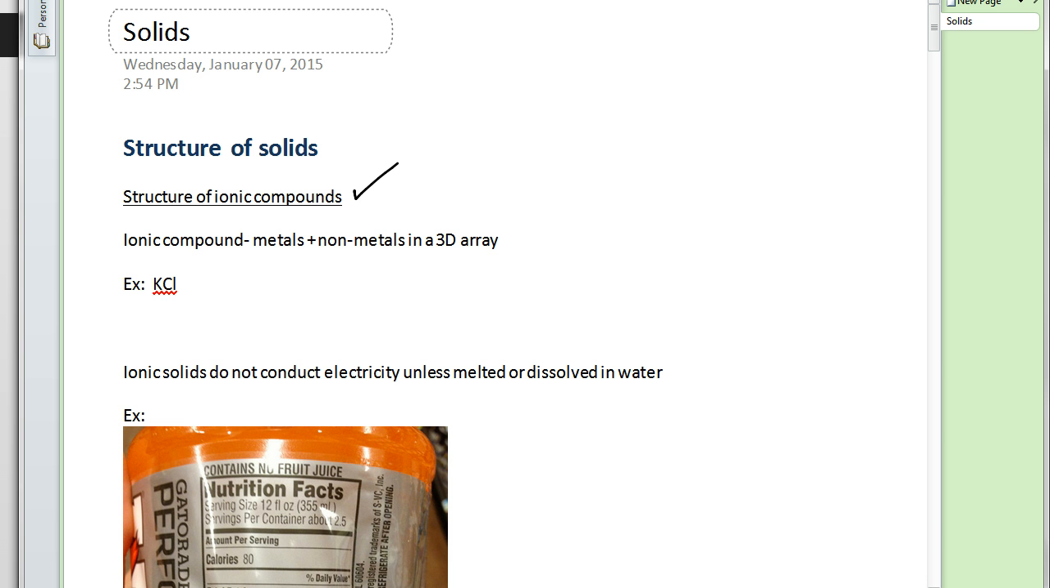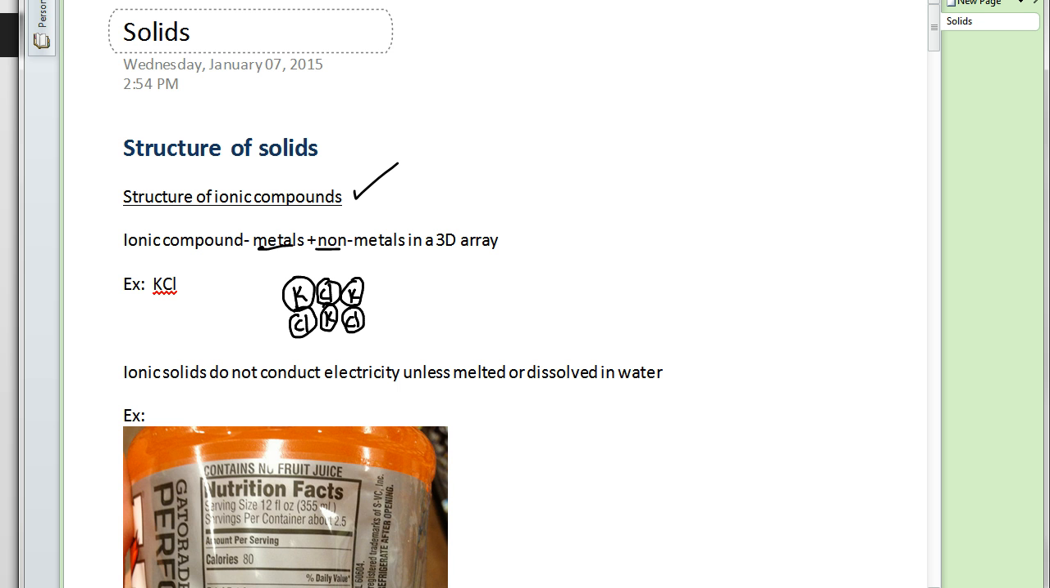As we know, an ionic compound is a metal and a nonmetal, and these are typically arranged in a three-dimensional array. I'll give you an example of potassium chloride here. We would have a three-dimensional array of, let's say that's a potassium ion, next to a chloride ion, which would then be next to a potassium ion. And this is in the solid form. We could keep drawing this with alternating potassium and chlorine ions.